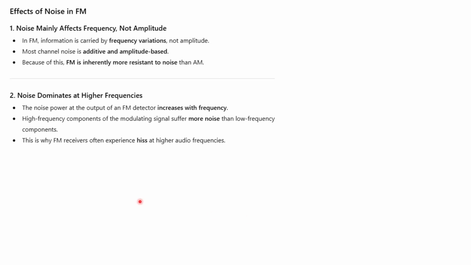So what are the major effects? Noise mainly affects frequency, not amplitude. Noise dominates at higher frequencies, so the noise power at the output of an FM detector increases with frequency.